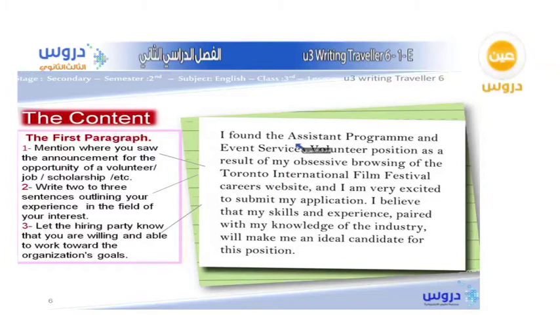All right, now I will read an example for you so you can understand the whole idea for the first paragraph. I found the assistant program and event services volunteer position as a result of my obsessive browsing of the Toronto International Film Festival Careers website, and I am very excited to submit my application. I believe that my skills and experience paired with my knowledge of the industry will make me an ideal candidate for this position. Now, Hissa, can you match the sentences with the main ideas?